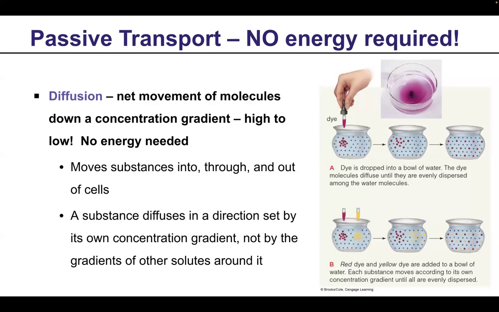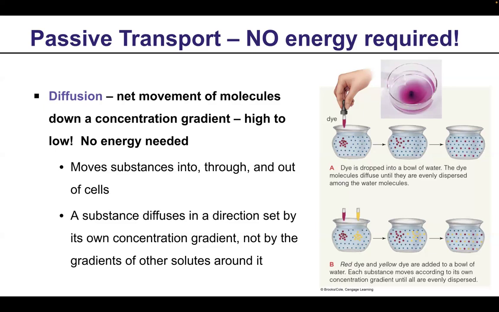Just think, in this example, I'm sure you guys have done this, where you have a bowl of water and you add just a drop of dye. What happens over time? Even if you don't stir or do anything, that drop will eventually diffuse around and distribute itself, right? So it's the net movement of molecules down the concentration gradient.